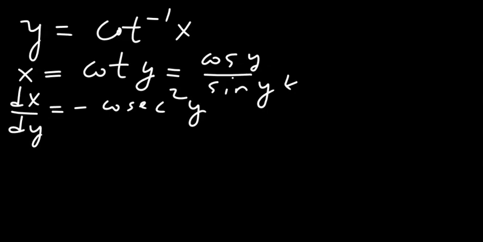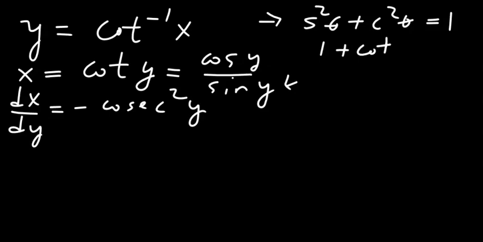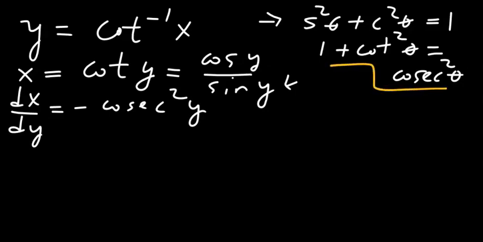Let's look at trigonometric identity. We know that sine squared of theta plus cosine squared of theta equals 1. If you divide this entire equation, let's say by sine squared, you get 1 plus cotangent squared theta equals cosecant squared theta. So using this identity in here, you see that minus cosecant squared is minus 1 minus cotangent squared y.